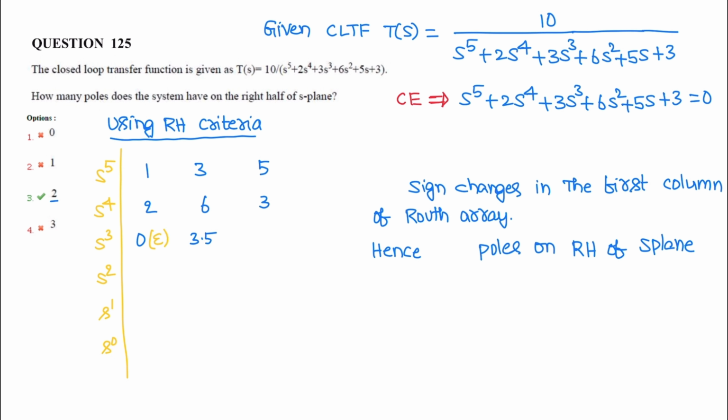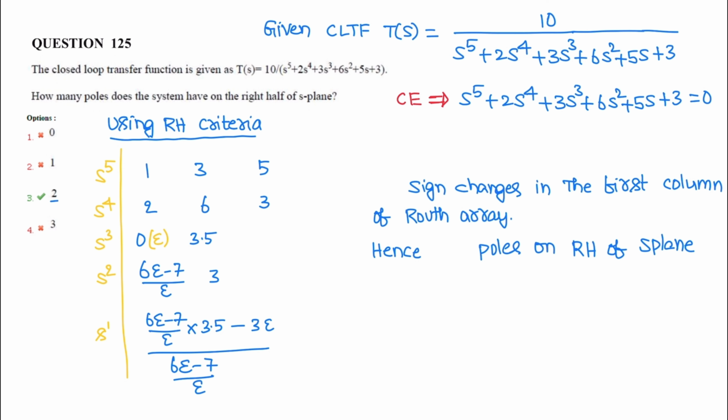Then 6 epsilon minus 7 by epsilon. Next element is 3: epsilon into 3 by epsilon, that is 3. Next element, the coefficient of s power 1, is 6 epsilon minus 7 by epsilon into 3.5 minus 3 epsilon, divided by 6 epsilon minus 7 by epsilon. Next, the coefficient of s power 0 is 3.